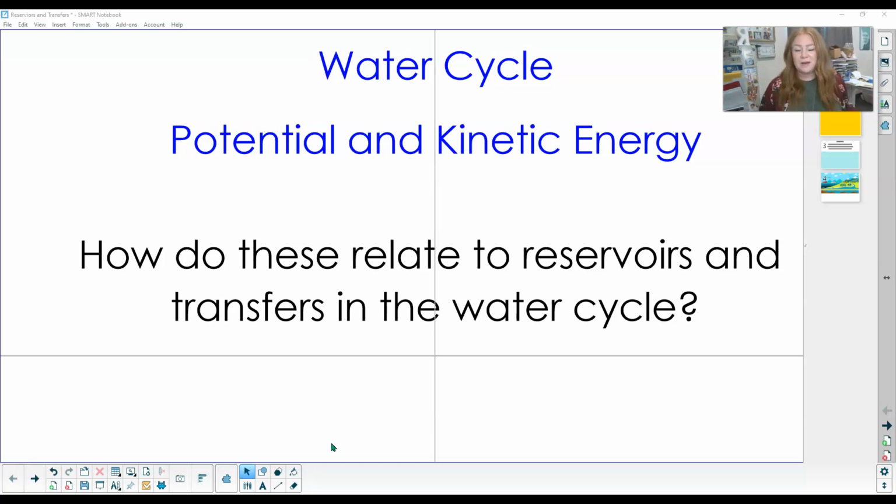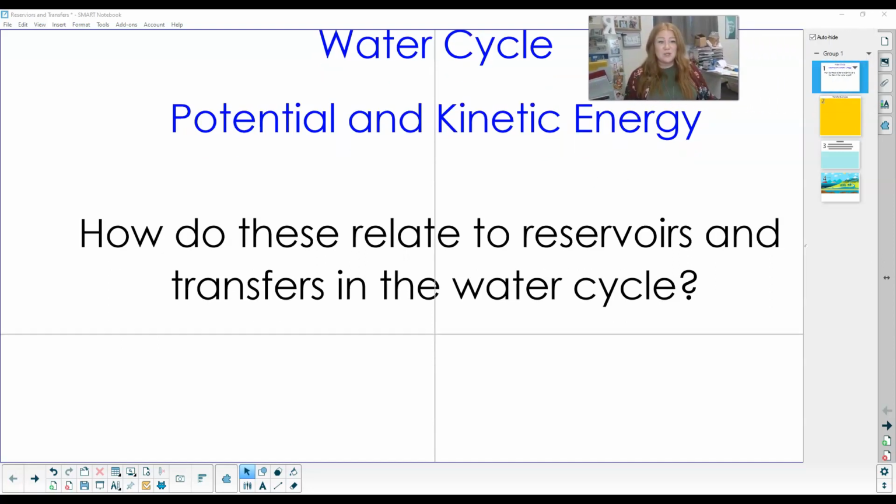Okay, so you have watched your Edpuzzle about potential and kinetic energy. We know that potential energy is that stored energy, it's resting, and kinetic energy is that energy in motion. So how do these connect to the water cycle, and how do these connect to reservoirs and transfers that we've learned about in the water cycle?